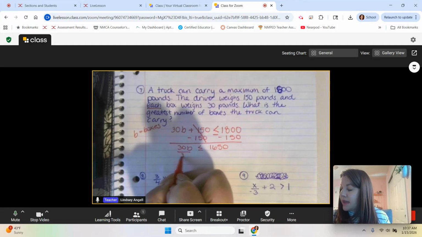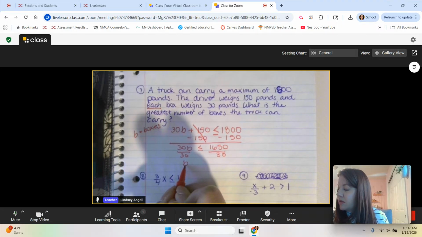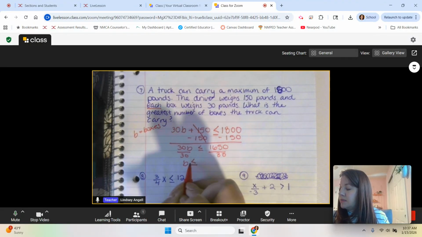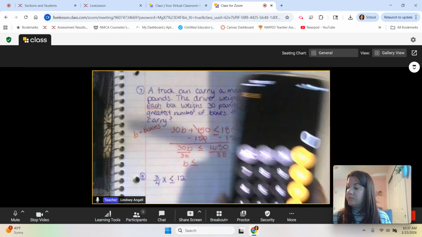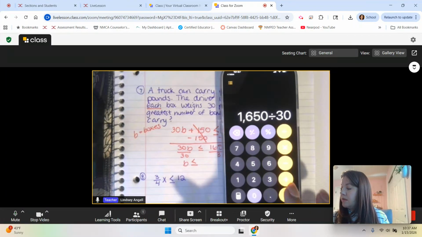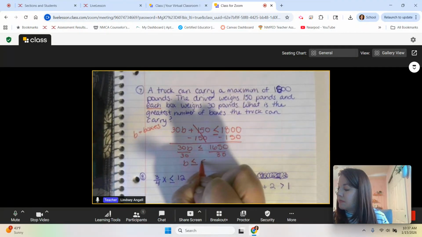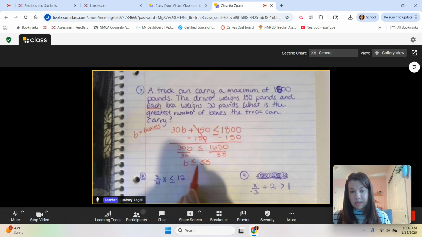So we can divide that into groups of 30. That way we know each box, right? Because each box is 30 pounds. So each box needs to be less than or equal to 1,650 divided by 30. 55. Okay. So the number of boxes has to be less than or equal to 55.